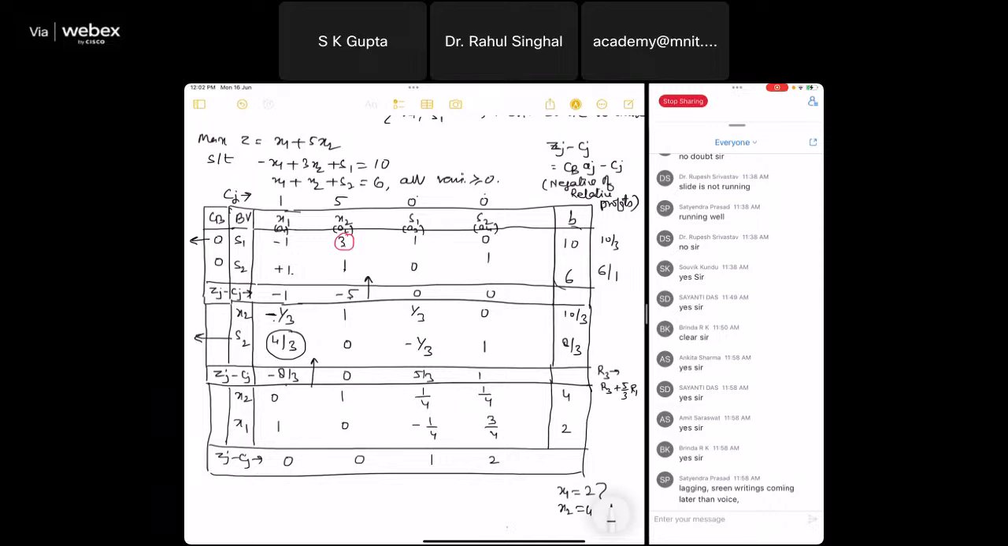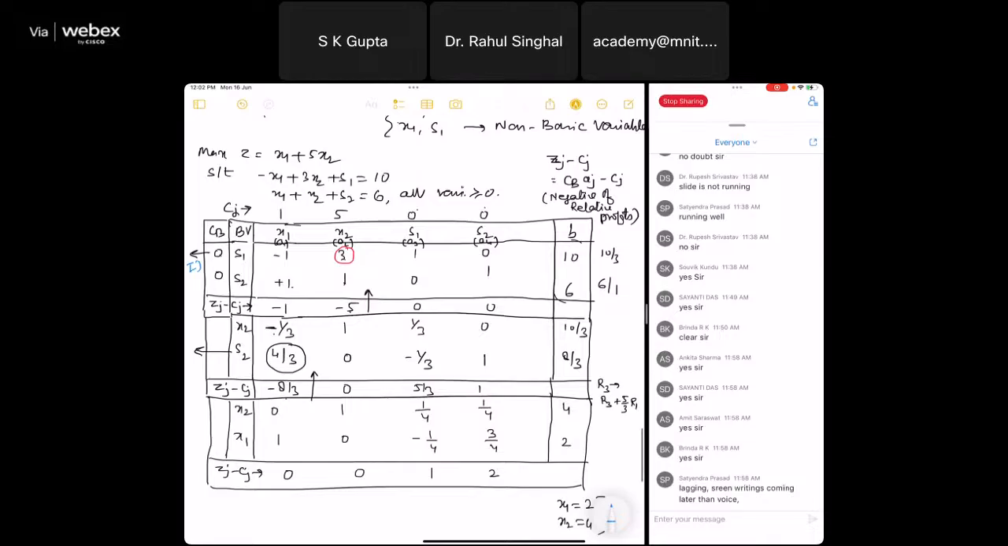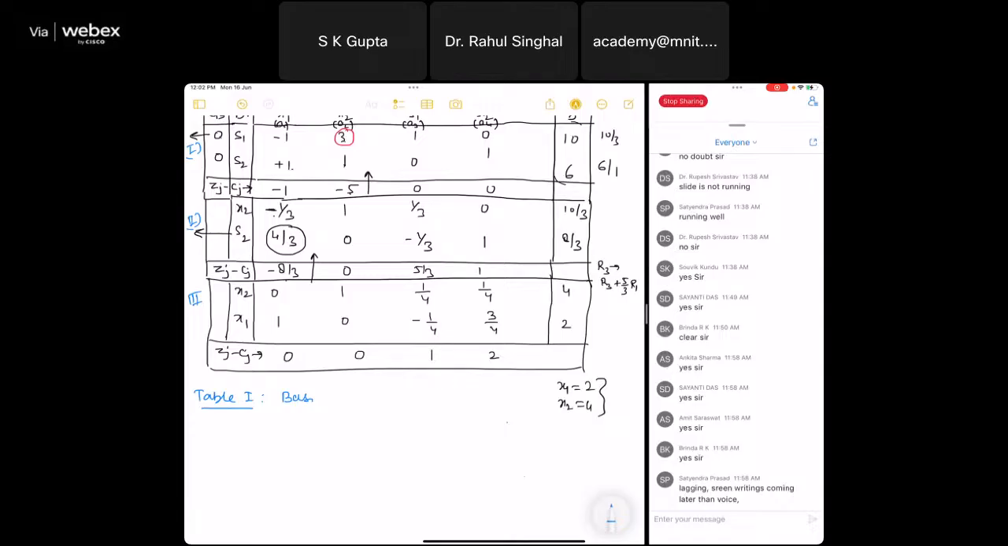So let us see one by one the answers to all the questions, right? So first of all, you can easily observe that when you put x1 equal to 0 and x2 equal to 0 here. Yes, you see here, this is your table 1, this is your table 2, this is your table 3, right? In table 1, what are your basic variables? Yes, basic variables are s1 and s2, and non-basic variables are x1 and x2. The first table.